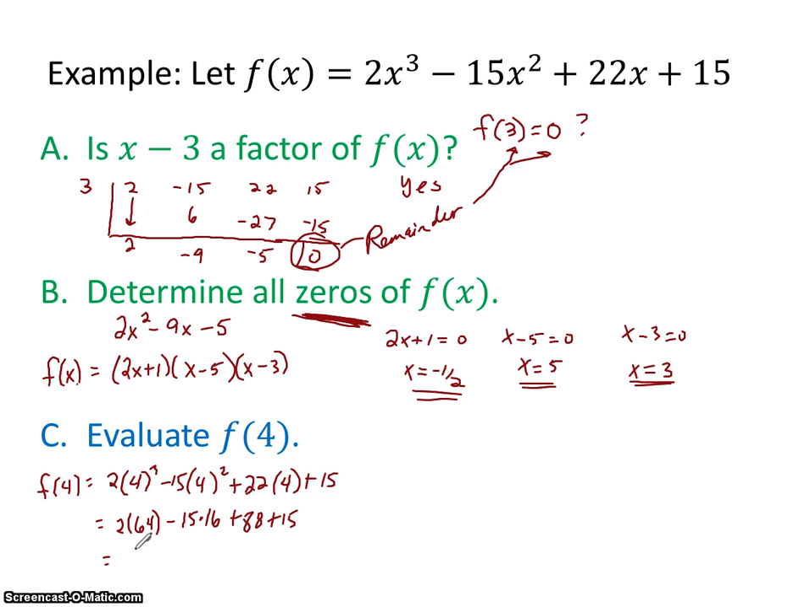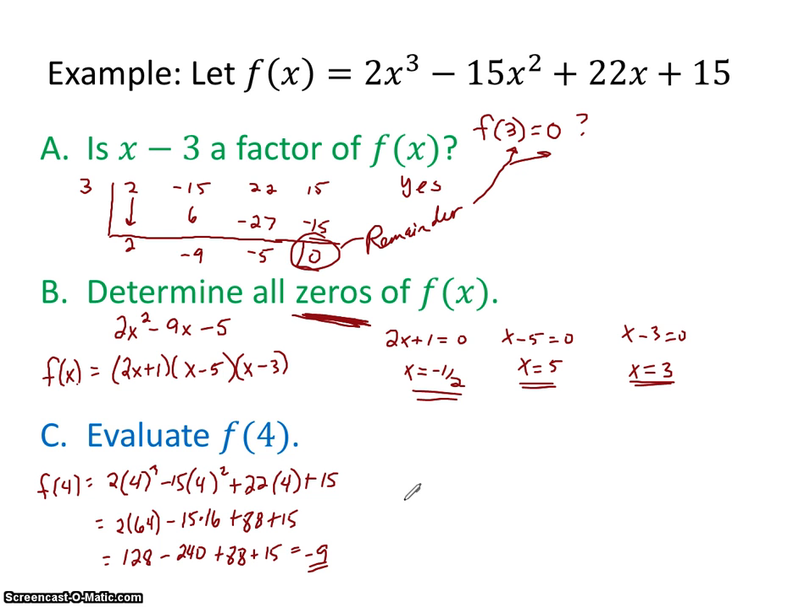All right, these numbers are getting a little large here. 128 minus 80 plus 88 plus 15. Add them all together and get 151. So, these numbers are kind of large to have to deal with.